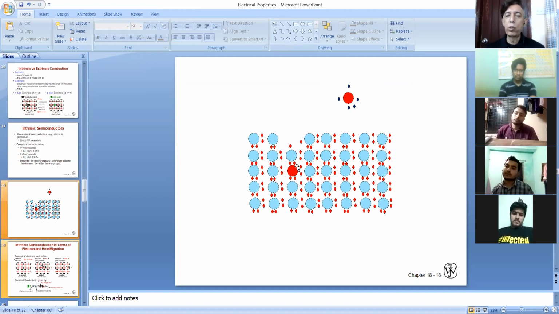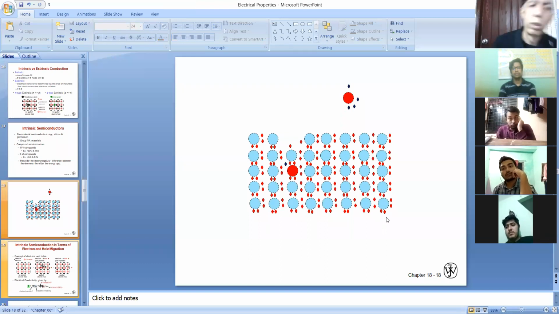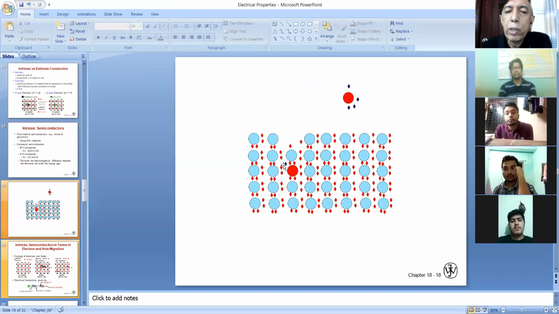Now, here also, this is phosphorus. Here also you will find the fifth electron, as the red one is phosphorus, so you will find the fifth electron here. Now, there is no place for this electron. There are 8 electrons of the phosphorus. So the phosphorus is satisfied.